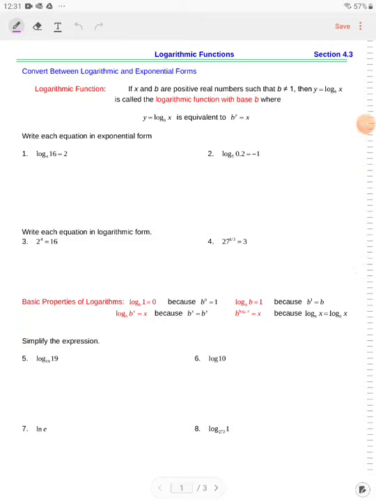Hello, we're back. And now we're going to talk about logarithmic functions. It's very important that you can convert between logarithmic and exponential functions. If we look at our rule here, which is an equivalency, we are just going to rewrite.